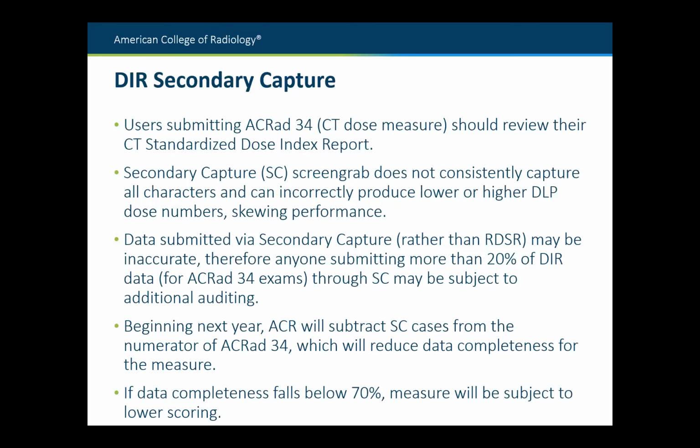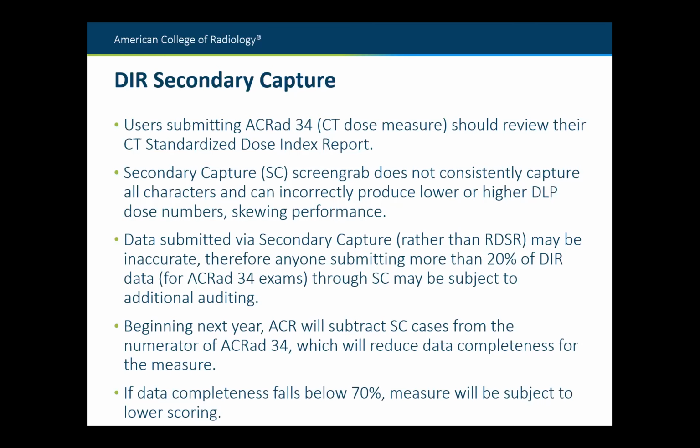which obviously will skew your performance on that measure. So what we've decided to do for 2021 is that if we find that a facility who's submitting for MIPS and they're submitting ACRAD 34, if they've submitted more than 20% of their DIR data for those exams that are relevant to ACRAD 34 through secondary capture, they may be subject to additional auditing. We'll take a look and just see if the data appears to be irregular. And I've got some screenshots in the next few slides that'll give you an idea what I'm talking about. But that may mean that you're going to be subject to additional audit on top of what we're already auditing.